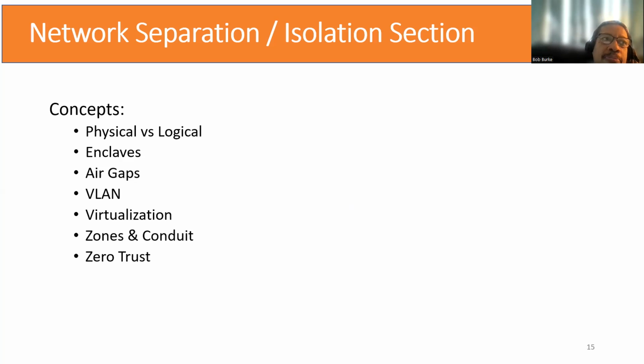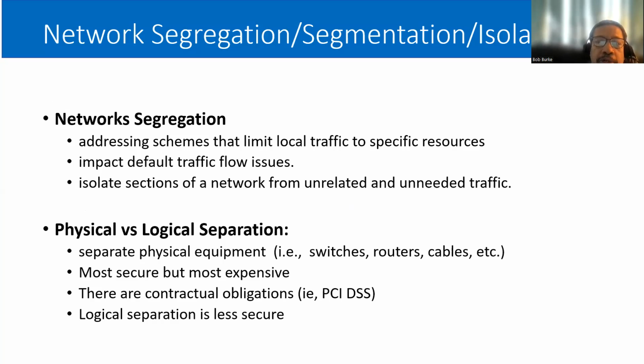Logical is where it appears that you and I are on separate networks, but we're actually sharing parts of the infrastructure, and software and applications are used to separate your network piece from my network piece. And we'll go through a number of examples of that. So again, segregation, the objective is to separate, segregate, isolate one network from another, so individuals in one can't get to the data in the other.